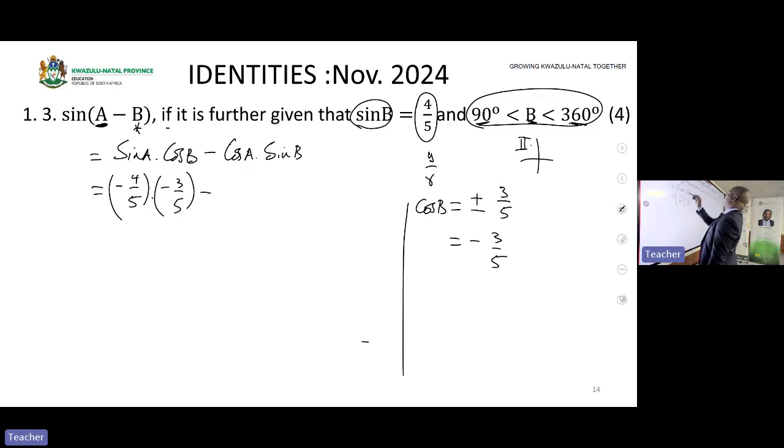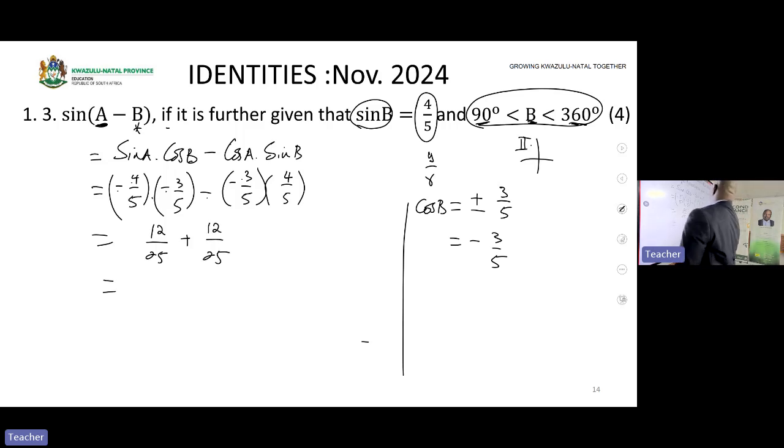Cos of A. What was cos of A? We calculated it was -3/5. And sine of B was given to be 4/5. So again, negative times negative is positive. 4 times 3 is going to be 12/25. What is negative times negative? Positive. 3 times 4 is going to be 12/25. Again, we keep the denominator, which is 25. What is 12 plus 12? It is 24. So that's how we apply all these identities.